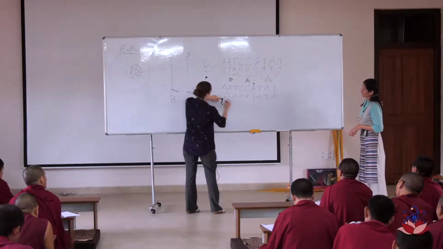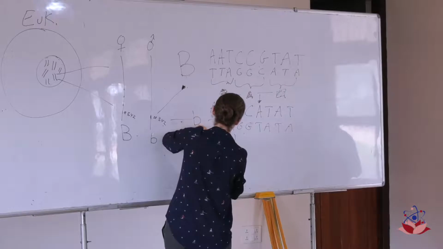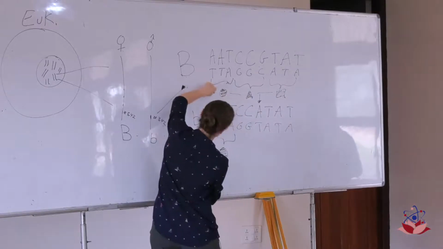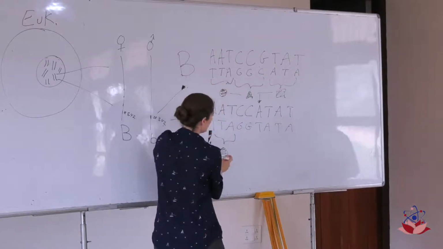This one, when it gets translated, it again has the same codon, so it will make a circle.